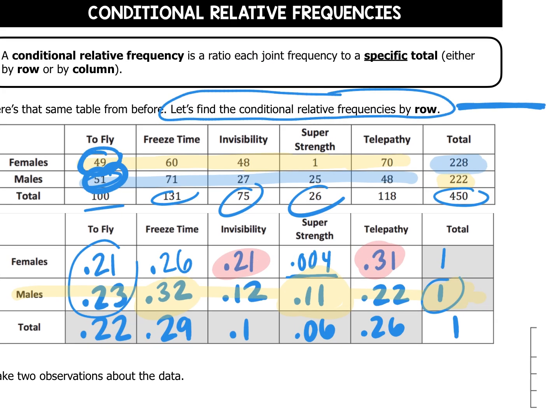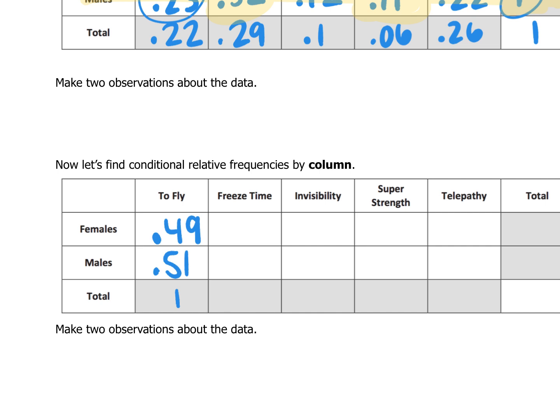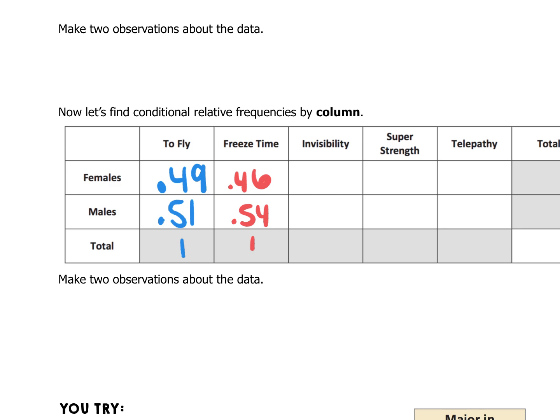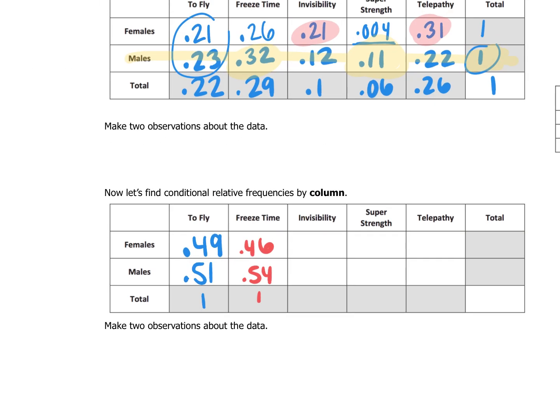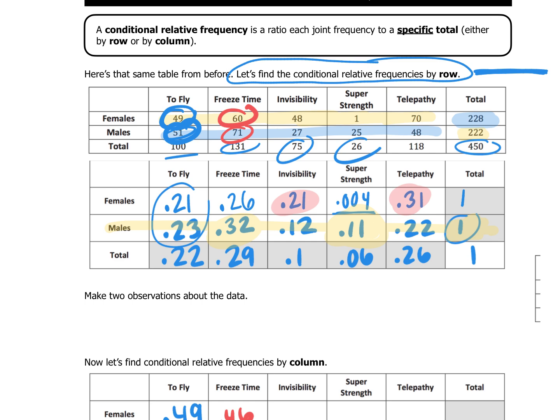Freeze time, do the same thing. So I'm going to pause this video. Now what we're doing is we're going to take 60 divided by 131, 70 divided by 131, and write them where they go. Okay, so there are those two numbers. So essentially you're just dividing each number by the total of the column. Columns are vertical, so they go this way, instead of by the row.